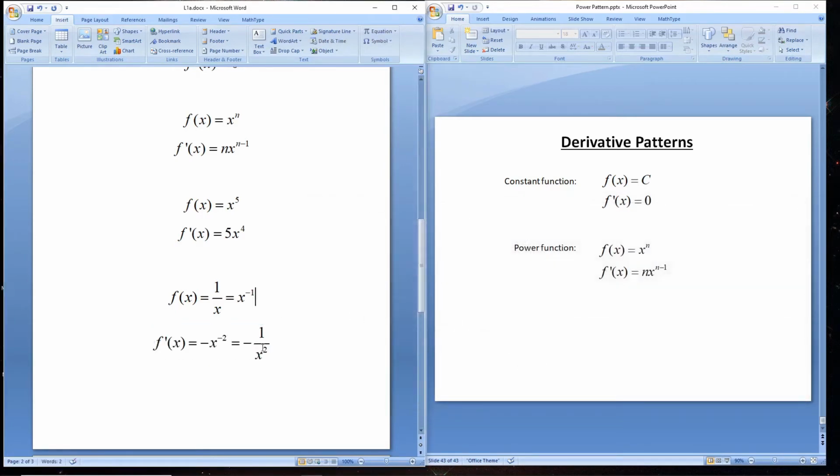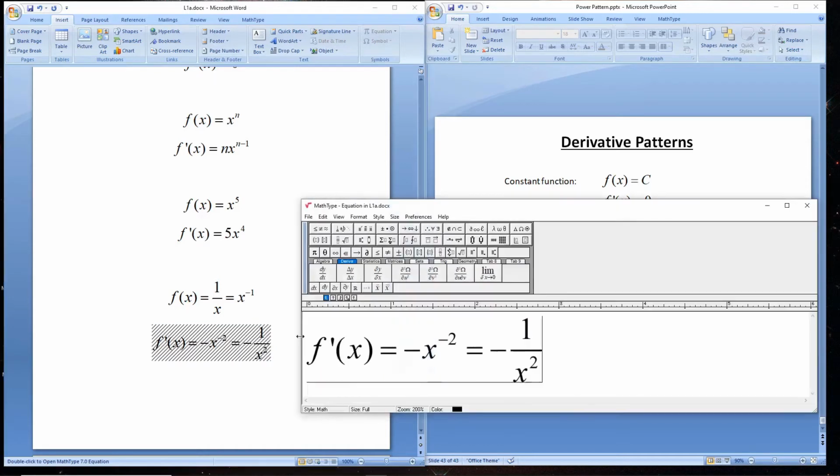And MyMathLab does state a lot to write your answer with positive exponents, which means MyMathLab will want this answer. Now, in the real world, there's normally nothing wrong with this answer, but MyMathLab will state many times, write your answer with positive exponents, and this is what they mean. They want this answer here.